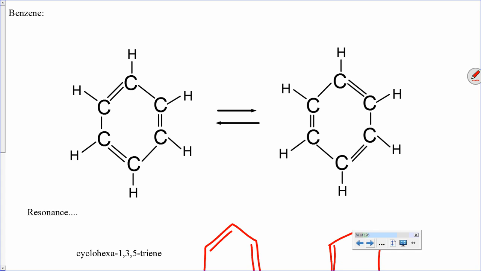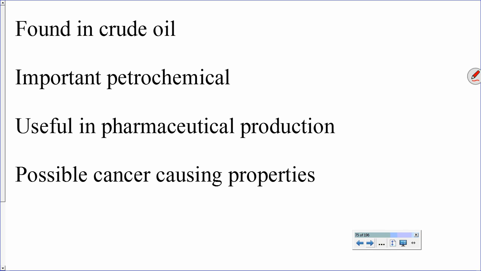One of the places that we talked about these before is in molecules that present with a lot of colors, like the anthocyanins. Those mobile electrons allow these molecules to reflect a lot of different energies of light, and therefore we see them as different colors. Benzene is found in crude oil. It's a very important petrochemical. Those rings occur a lot in nature.